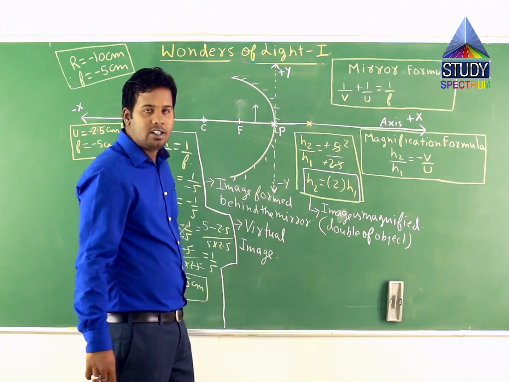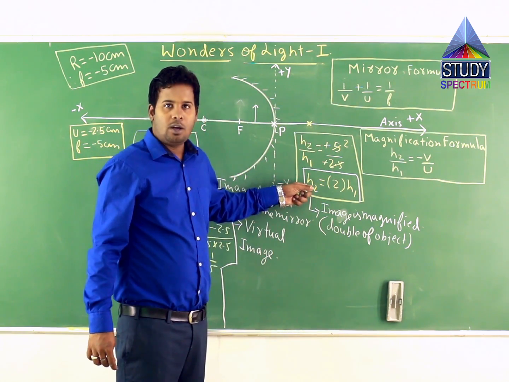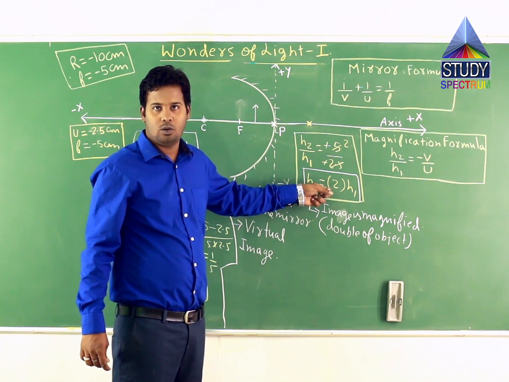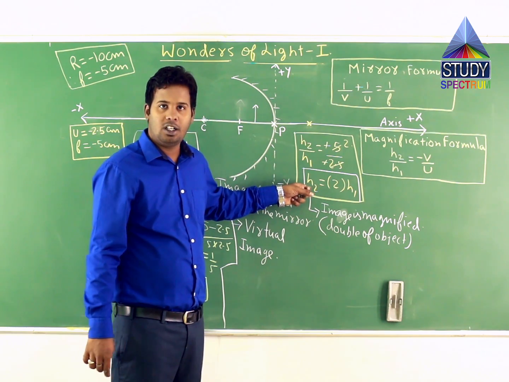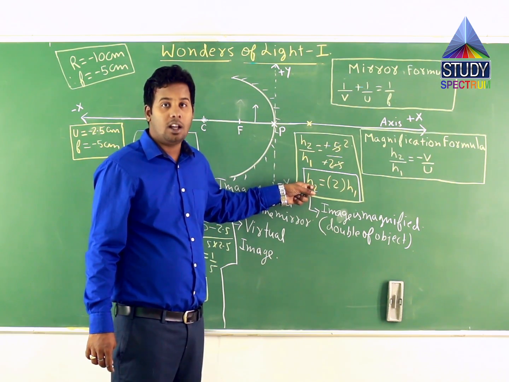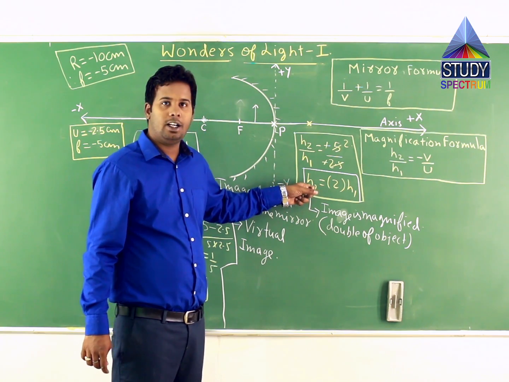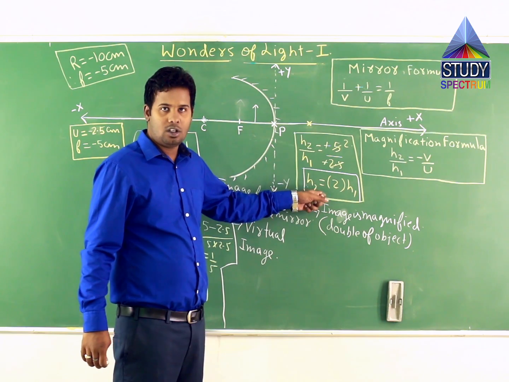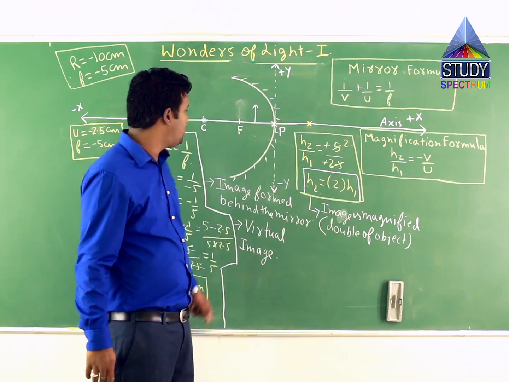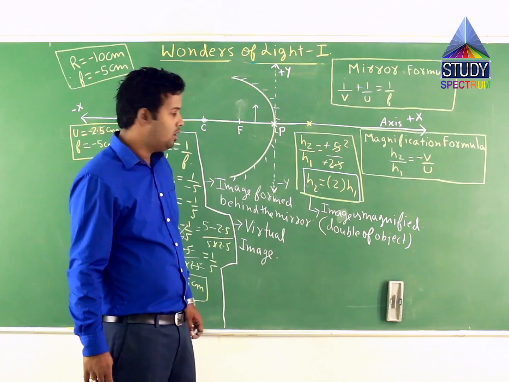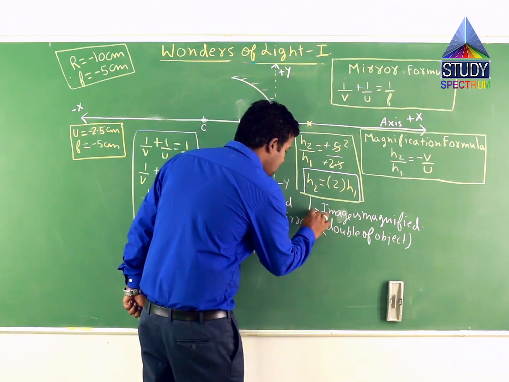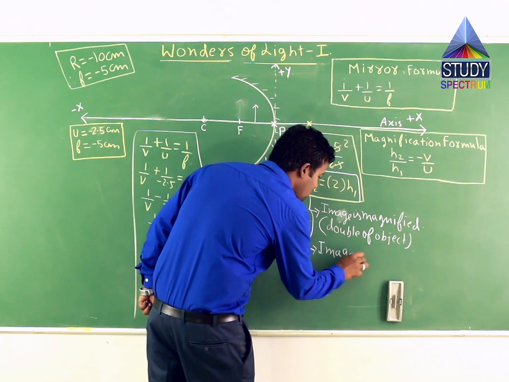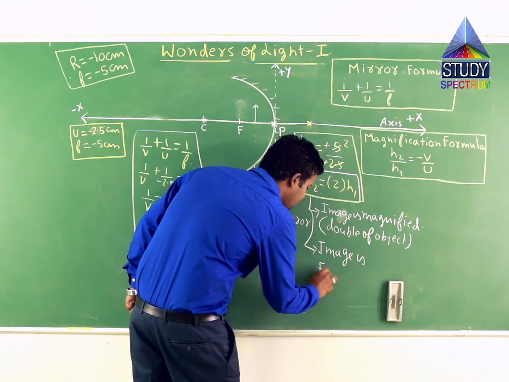Correct? And second thing, since the value is coming out to be positive this time, if you see this is plus 2, not minus 2. And since the value is coming out to be positive, it means it should be erect. If the value comes out to be negative, then the image is inverted. But since the value is coming out to be positive here in this particular case, where the object is placed between focus point and pole, we can say image is erect.